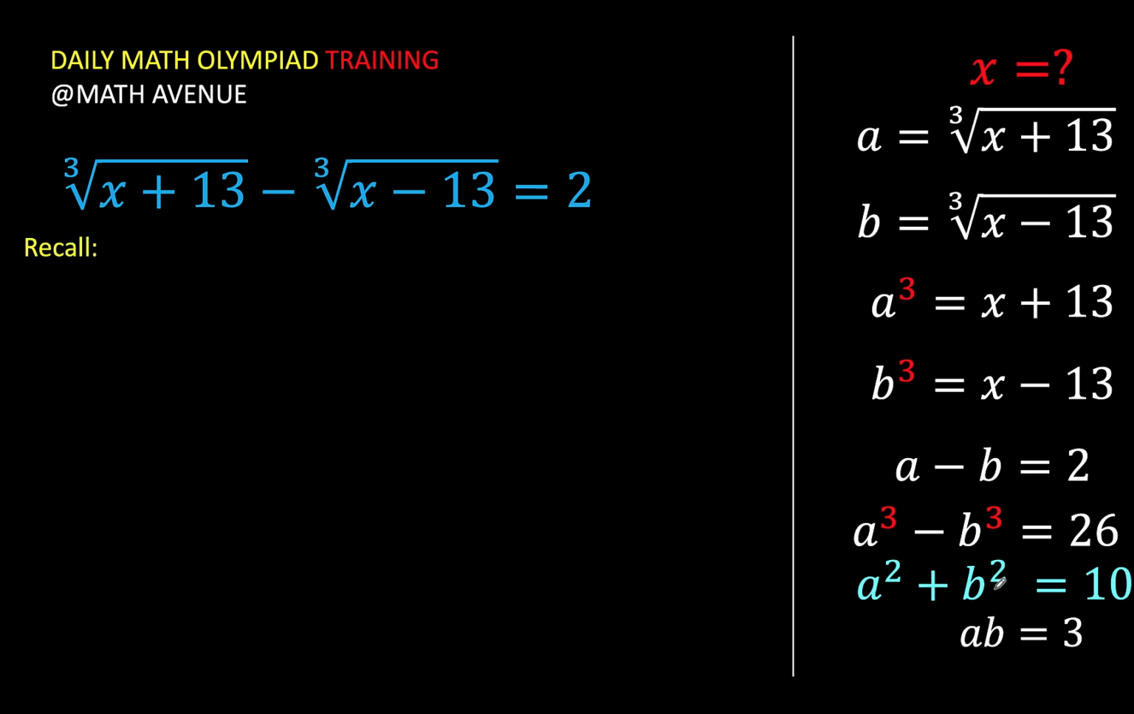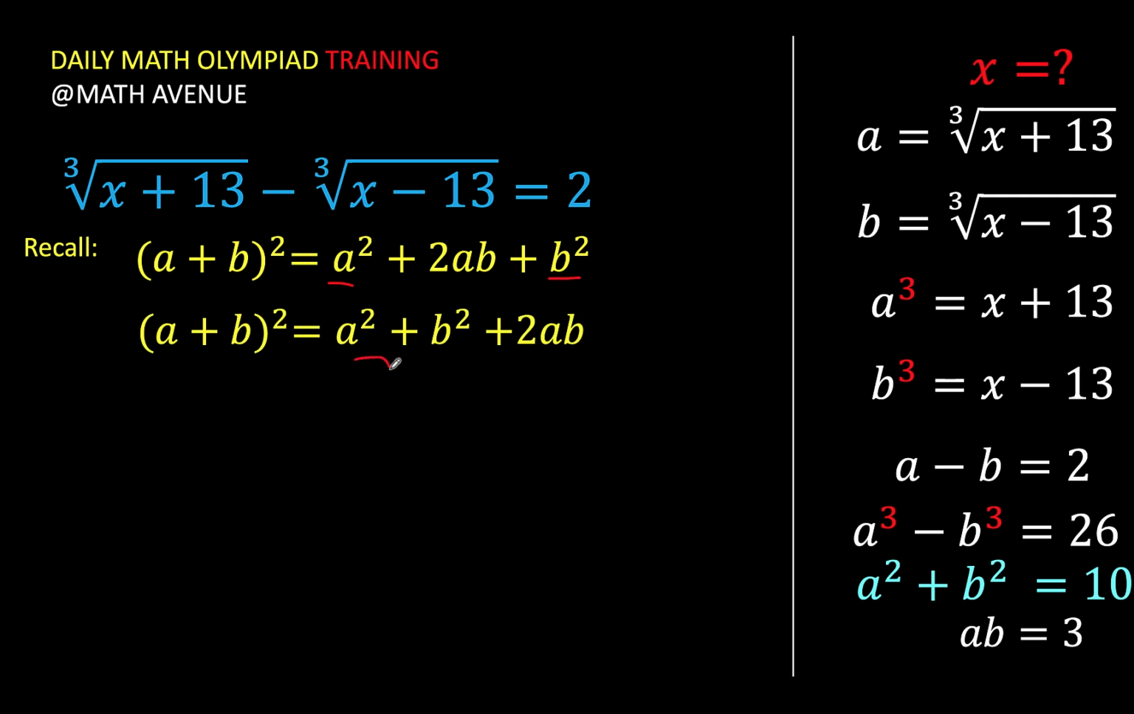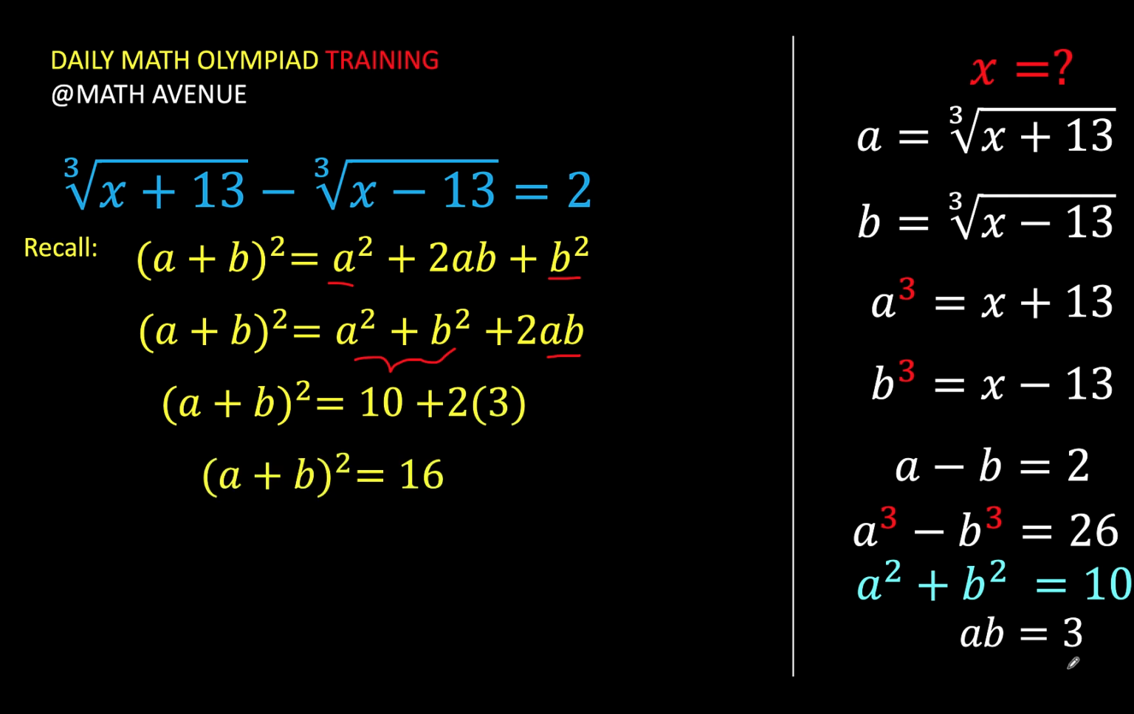We need an expression for a plus b, so let's recall another identity. This time, the square of a binomial, a plus b. We have this a squared and this b squared here. We already know the value of a squared plus b squared is equal to 10, and the value of ab is equal to 3. Substituting those values, the square of the binomial a plus b equals 10 plus 6, or 16.